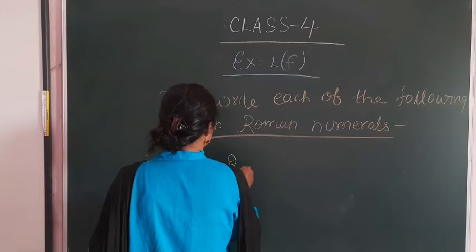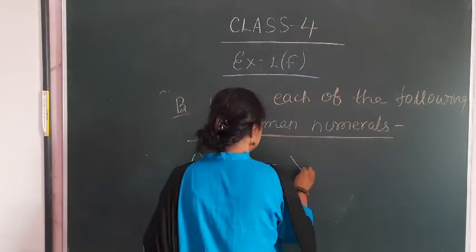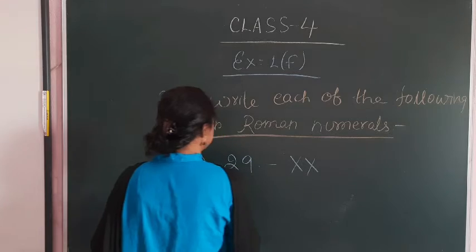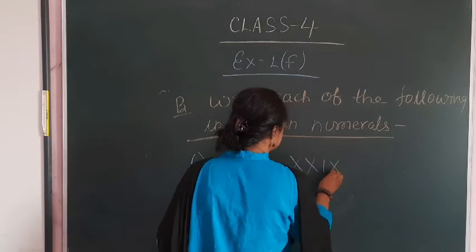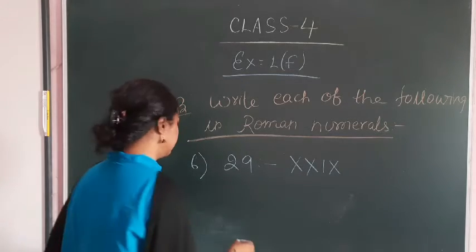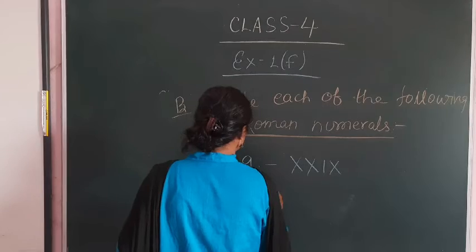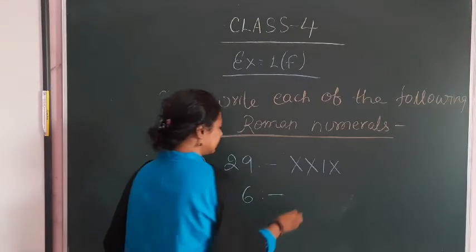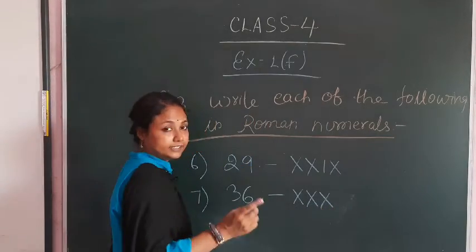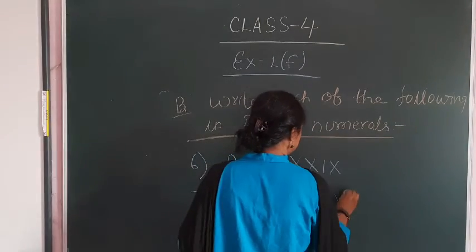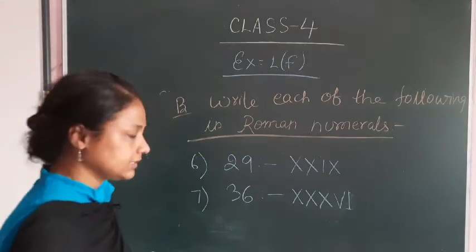Question number 6, 29. How to write 29? 10, 10, 20, and 9. This is 29. 36. How to write 36? 10, 10, 10, this is 30 and 6. 5 and this is 6. Okay, this is 36.